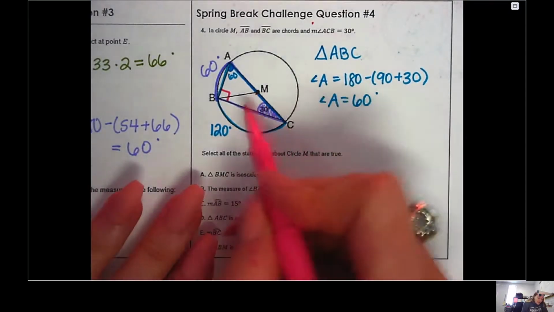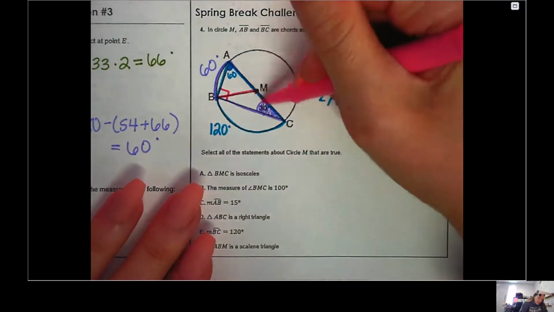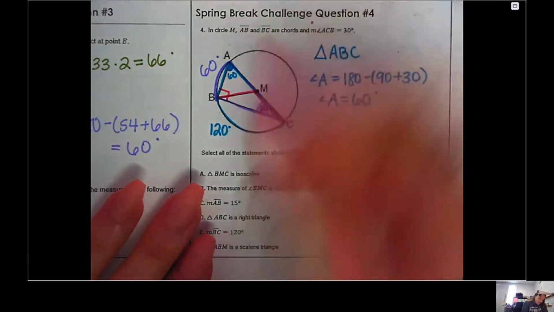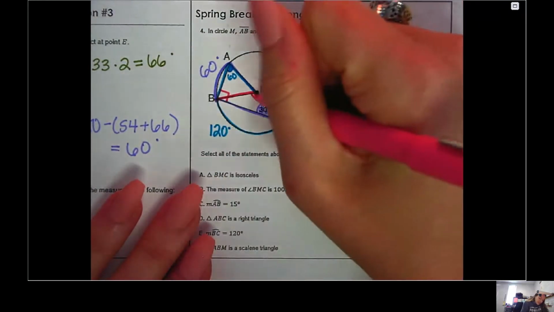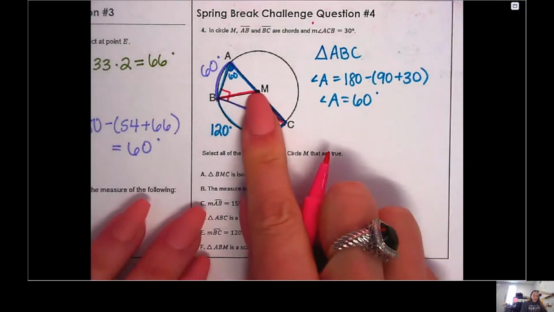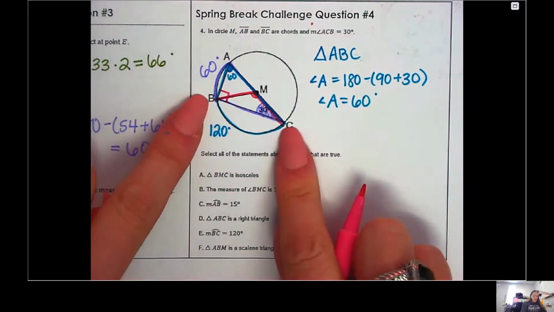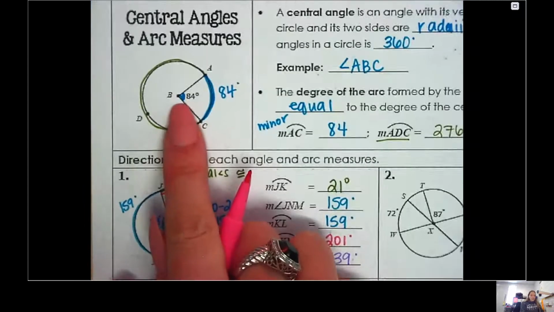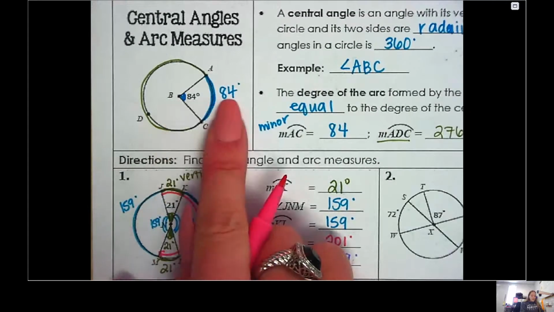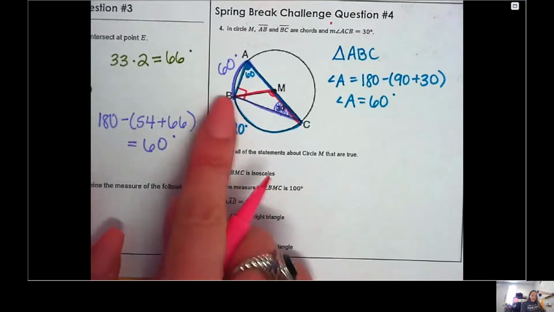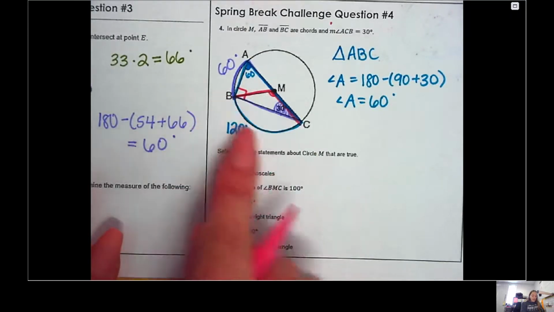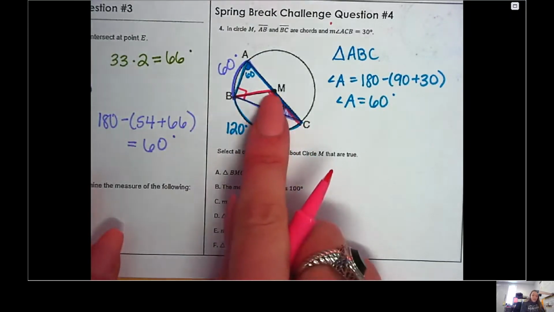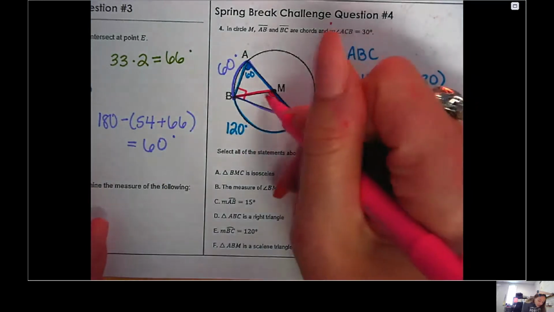Angle M right here, if you look like this, here's angle M. Notice that this angle right here is at the center. So it opens up from the center to this arc BC, which is 120 degrees. Now remember, central angles are exactly the same. They're equal to their arc measure. So because I know that this angle M opens up to arc BC, which is 120, that means this angle right here is also 120.